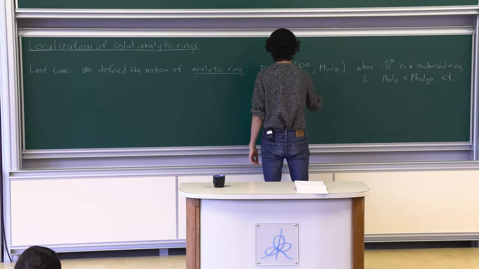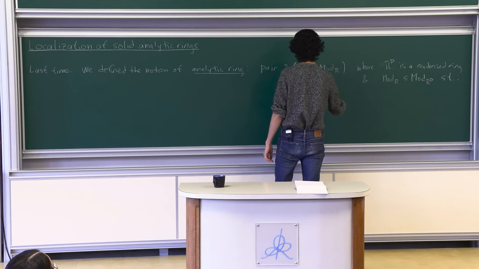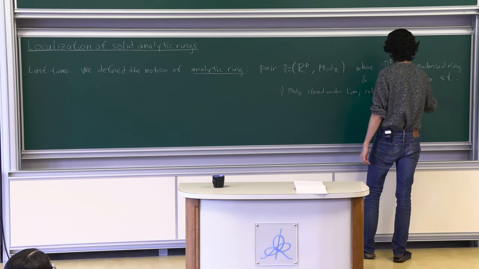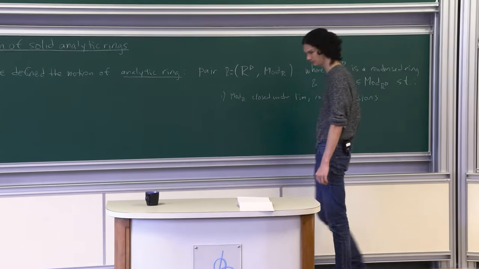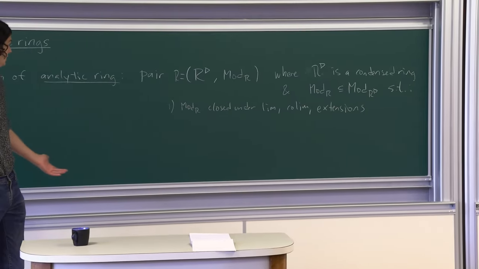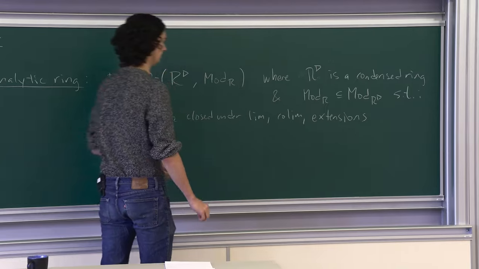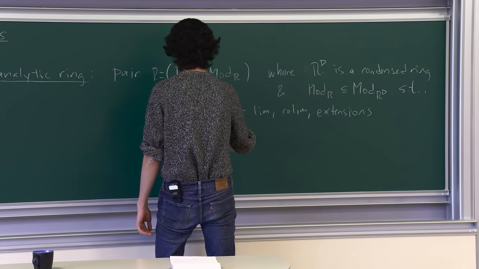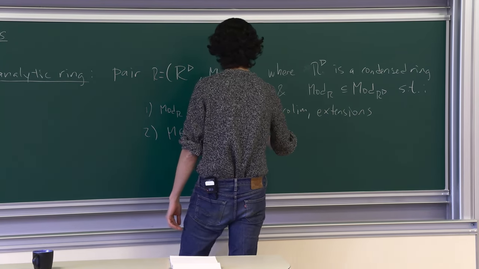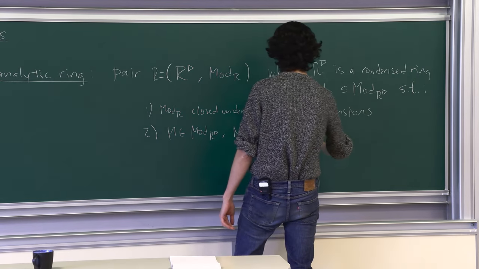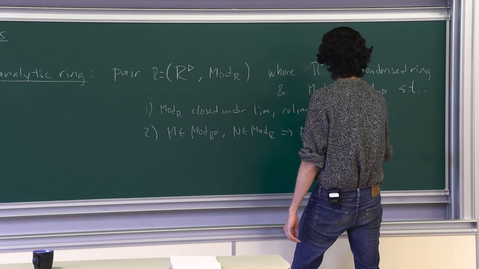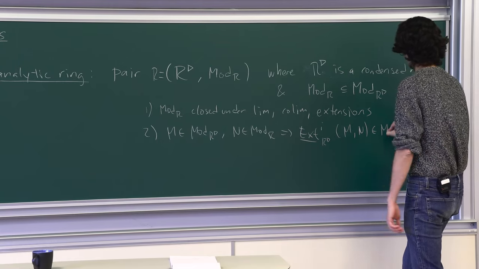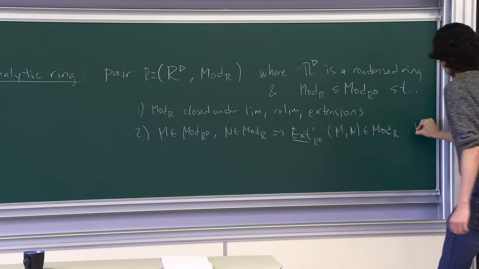The first one is that Mod R is closed under all limits, colimits, and extensions. In particular, it should be an abelian subcategory, but even more because I'm allowing infinite colimits and limits here. And the second is a bit funny. If M is in Mod R triangle and N is in Mod R, then we want to require that the internal Ext^i in this category from M to N should also lie in the smaller category for all i.